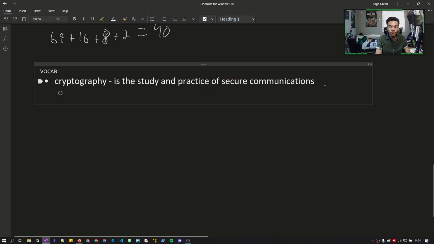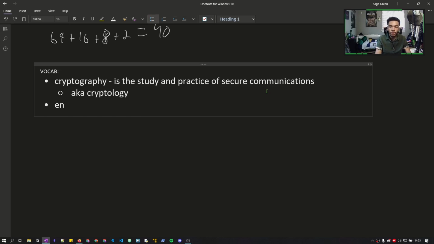Now, cryptography is also referred to as cryptology. I'll even do a little AKA cryptology, right? So that's what it is. It's the same thing, just two different words, okay?